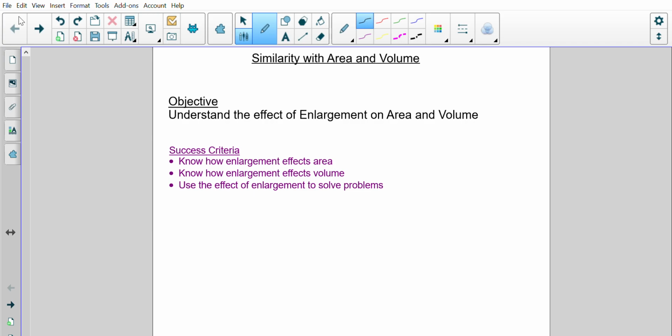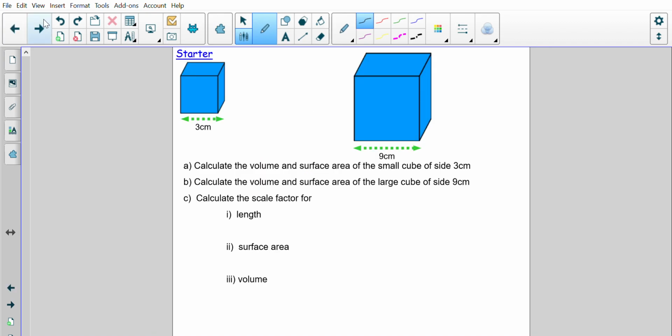This video looks at similarity with area and volume. So if you haven't already done so, can you find the starter sheet and have a go at the starter questions? Pause the video and try that now. Those of you that have already had a go at the starter, we're just going to have a quick look at the solutions together.